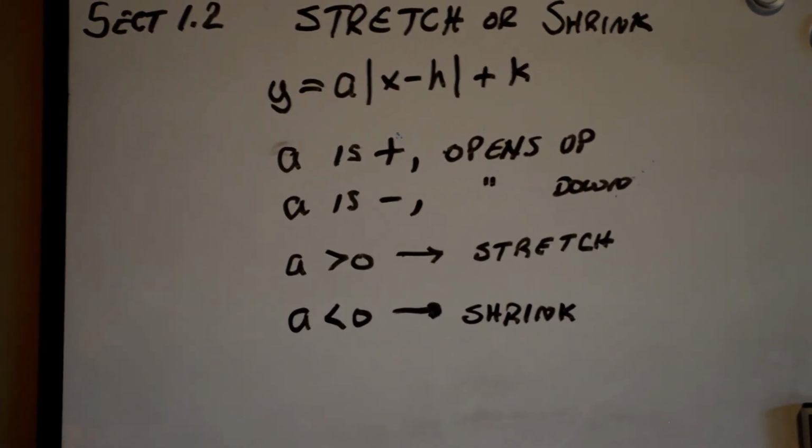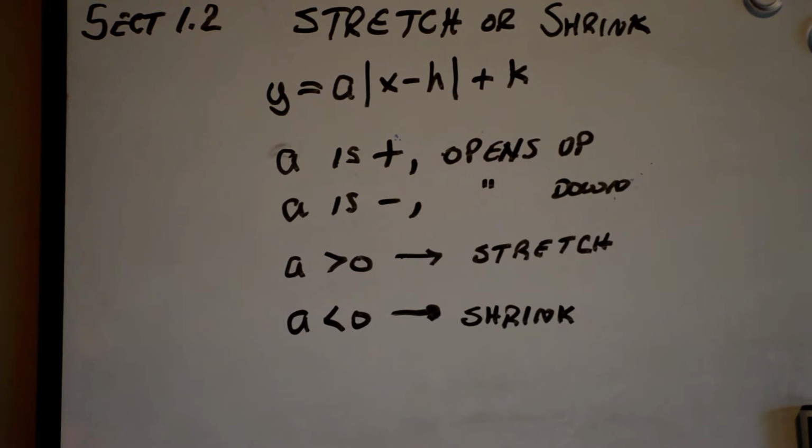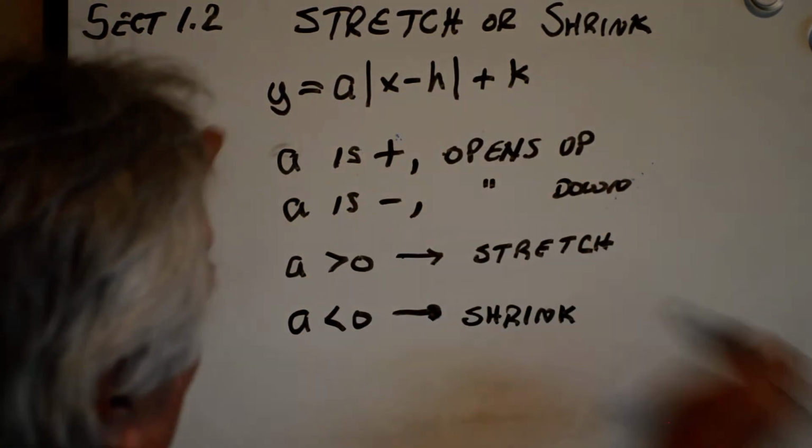Okay, ladies and gentlemen. Section 1.2 still, we're going to talk about stretch and shrink. We talked about this in Algebra 1 Spring. I get confused with the way they change the numbers. It's Algebra 1 Spring, which we used to know as Algebra 2. We know that if, okay, let's go on with this way.